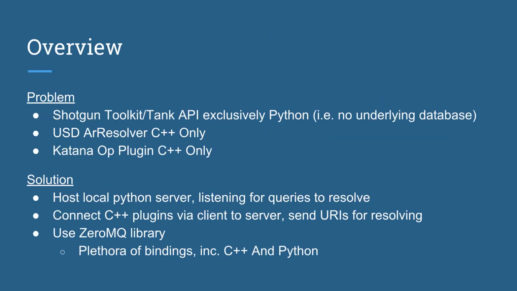So to encapsulate our whole problem and solution domain, our main problem was that we couldn't talk between Python and C++. The way we solved that was that on each artist workstation, we hosted a local Python server, which constantly listened for queries to resolve. Then each C++ client connected to it and sent the URIs, it waited, and once it received something, it continued as normal. For this, we made extensive use of the ZeroMQ library. It has a plethora of bindings, but for us, C++ and Python were enough.